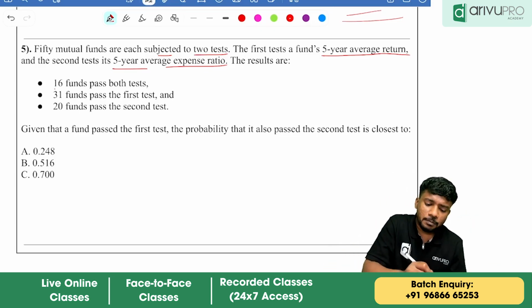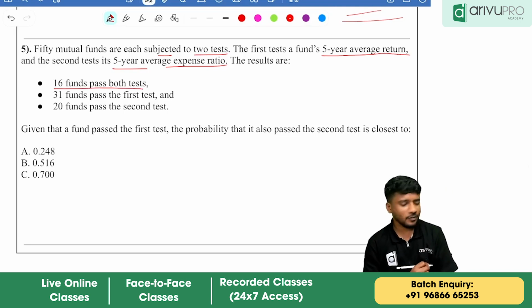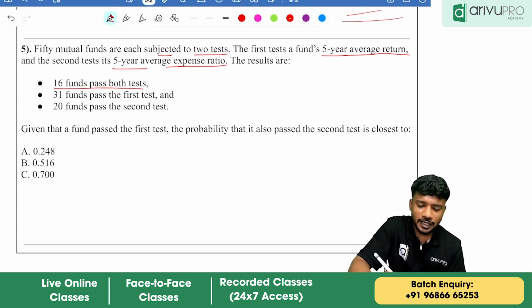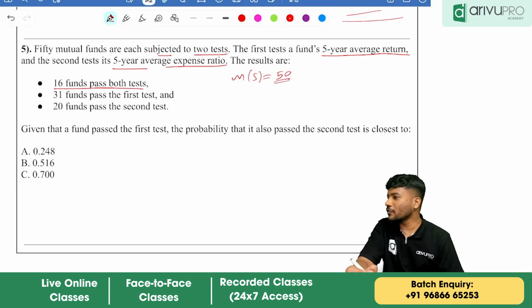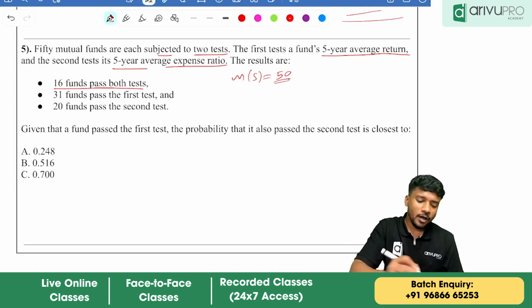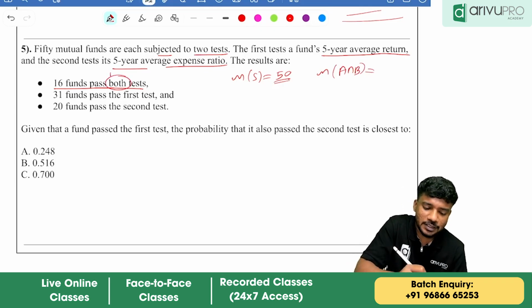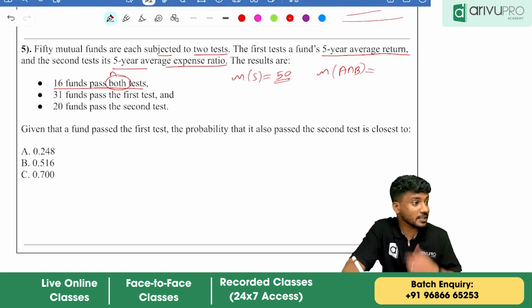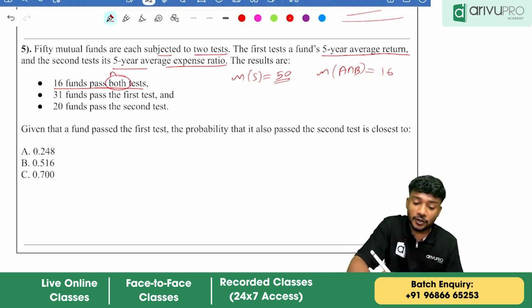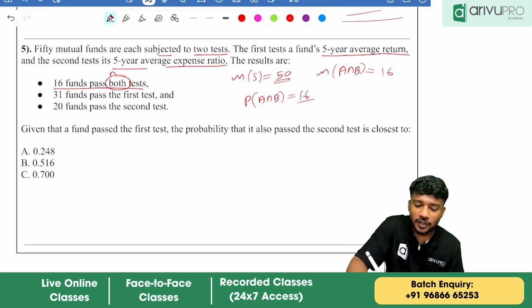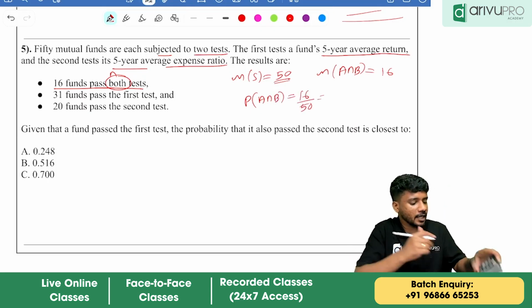16 funds pass both the tests. In total, how many are there? N of S is equal to 50. In total 50 mutual funds are there. Now 16 pass both the tests, so N of A intersection B is how much? Both means intersection, so N of A intersection B is 16. Now you tell me, P of A intersection B is how much? 16 divided by 50.